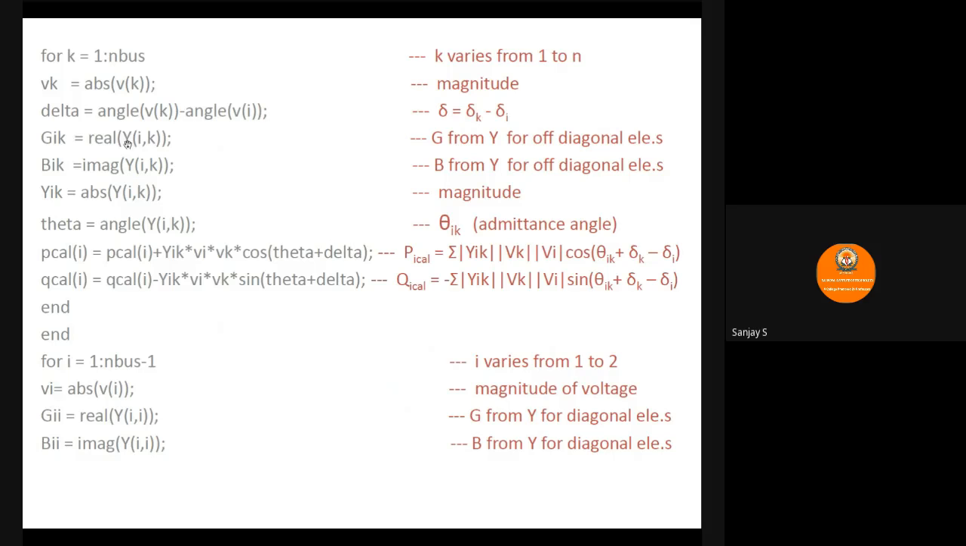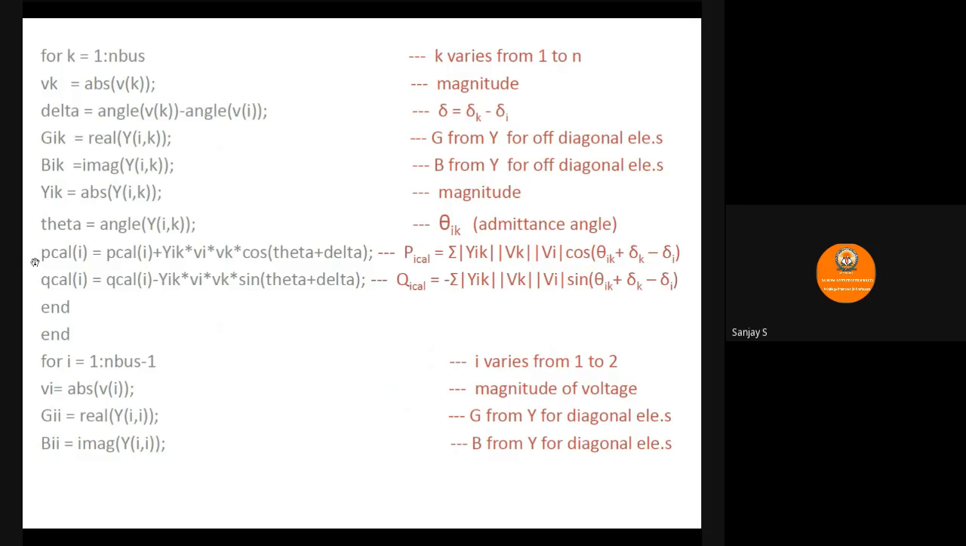Gik is equal to real of Y of Ik, which is nothing but conductance of the Y bus. See, when Y is equal to G plus JB, so that G and B are separated here. This is done for off diagonal elements. So Gik is equal to real of Y of Ik. Bik is equal to imaginary of Y of Ik. Yik is equal to absolute of Y of I of k. Again, magnitude of Y bus is taken separately, saved into Yik. Theta is equal to angle of Y of I of k. So that is nothing but admittance angles theta Ik.